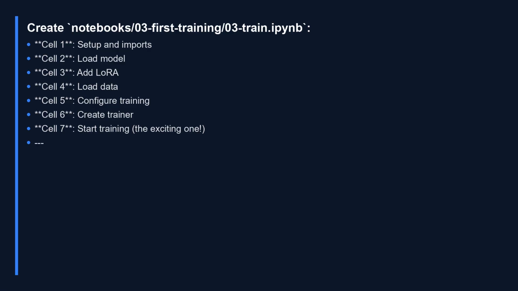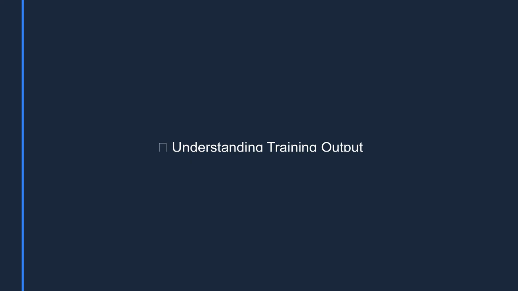Structure your notebook at notebooks/03-first-training/03-train.ipynb with one cell per logical stage. Cell 1 for imports and setup, cell 2 to load the model, cell 3 to attach LoRA adapters, cell 5 to configure training arguments, cell 6 to create the trainer, and cell 7, the one you've been waiting for, to actually start training.